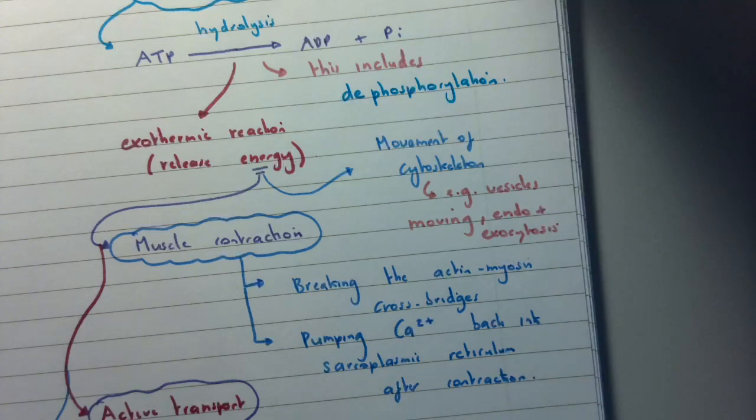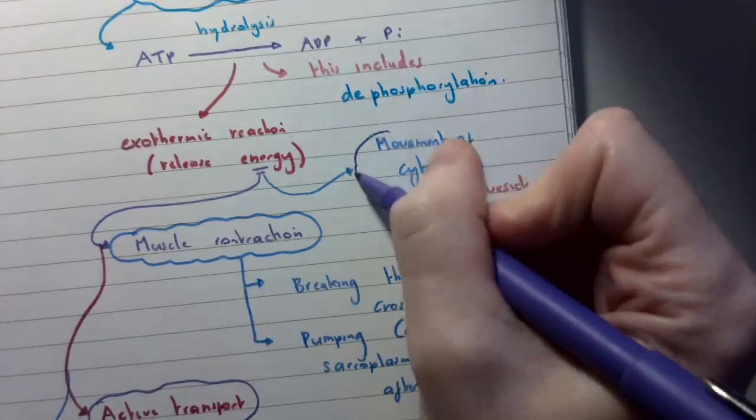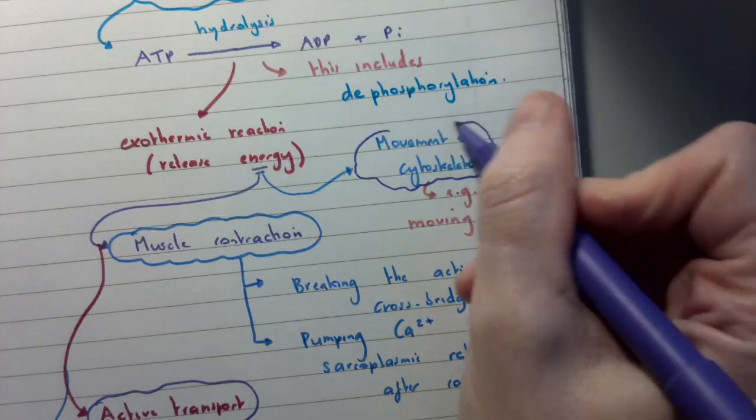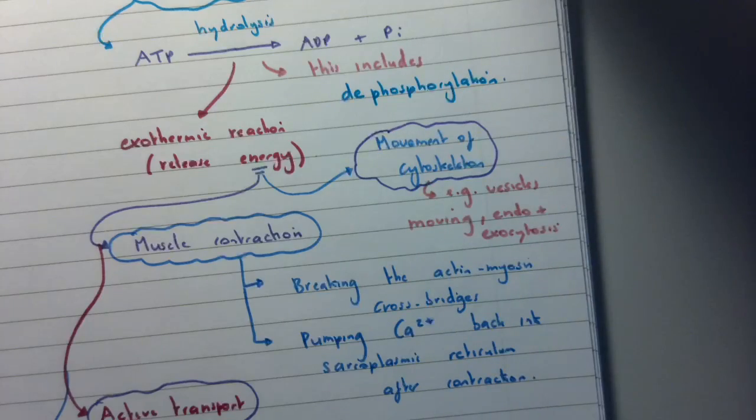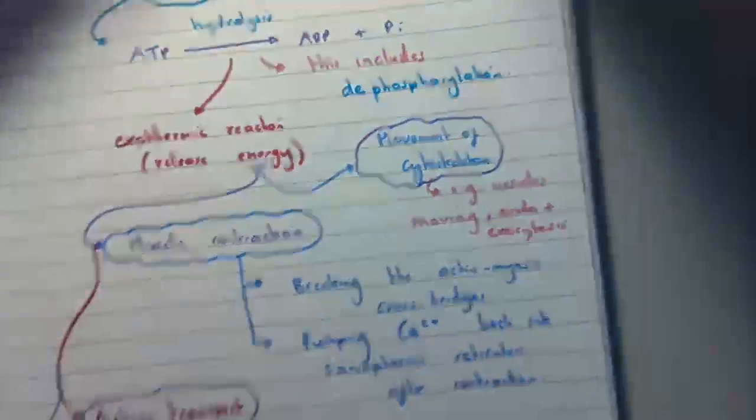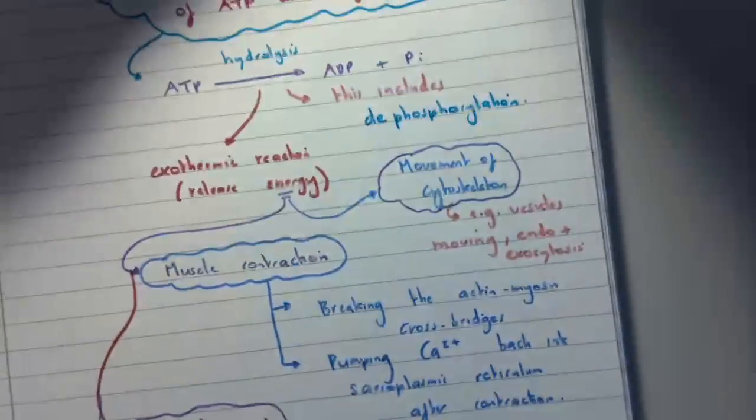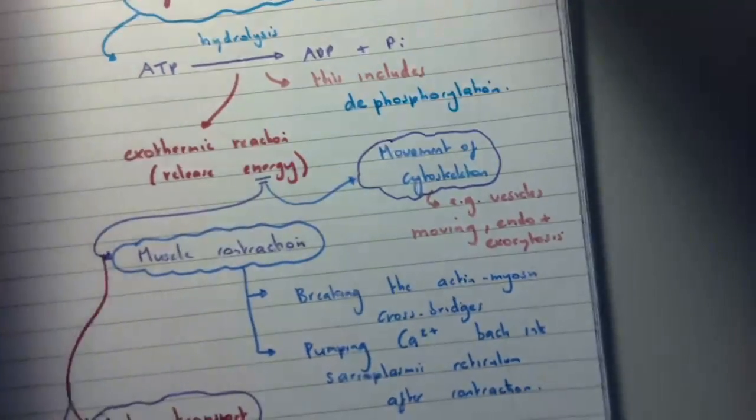And I feel like that's enough, even if you've got a 6-mark question on what is the energy from the hydrolysis of ATP used for in organisms. That's quite a lot of stuff you could now talk about that the mark schemes will allow.